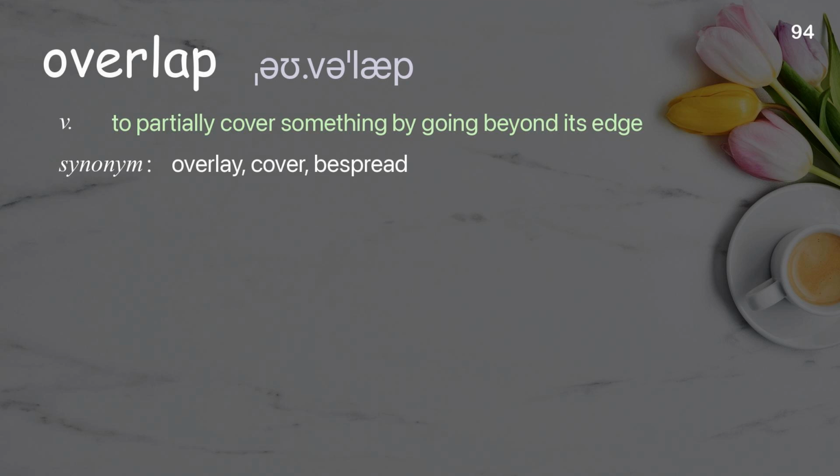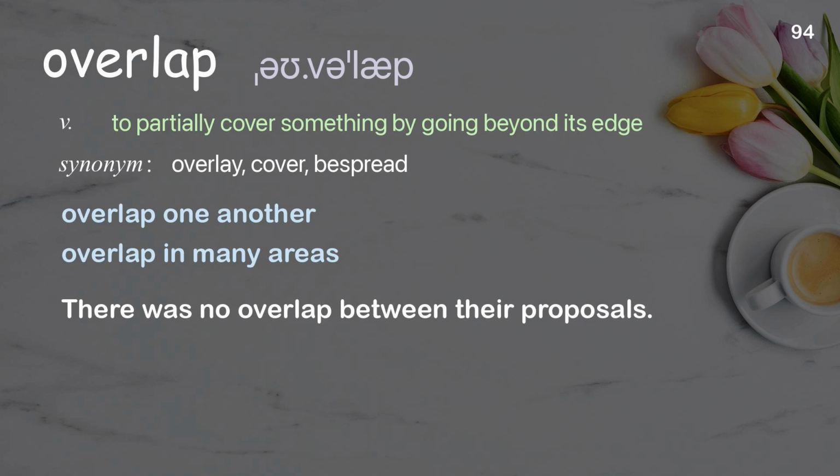Overlap: To partially cover something by going beyond its edge. Examples: overlap one another, overlap in many areas. There was no overlap between their proposals.